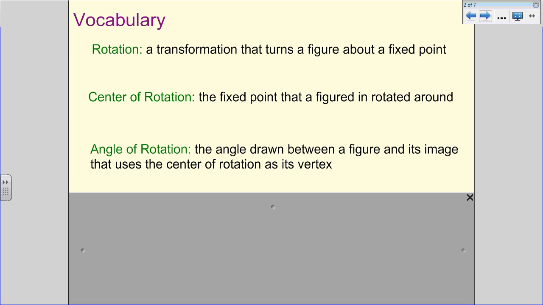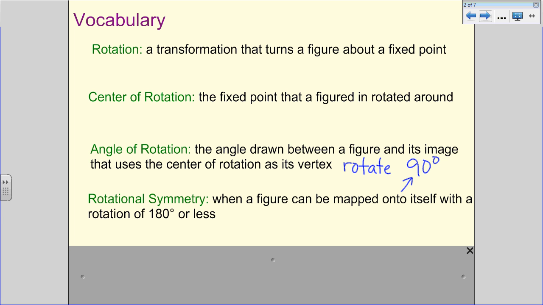The angle of rotation is the angle drawn between a figure and its image that uses the center of rotation as its vertex. Where you really see this is not necessarily drawn in, but we're going to say rotate 90 degrees. That 90 degrees is your angle of rotation. And then rotational symmetry, similar to what we talked about with reflectional symmetry, is when a figure can be mapped onto itself with a rotation of 180 degrees or less. Once we turn more than 180 degrees, we're back to a similar rotation.